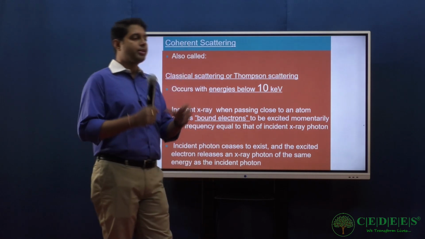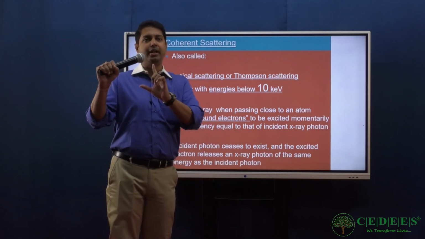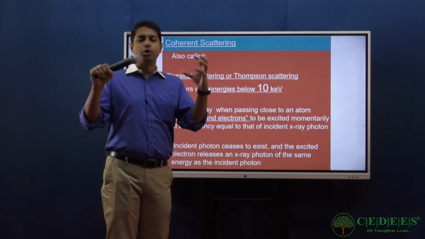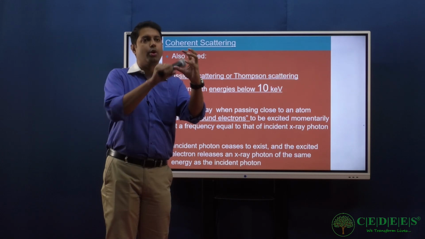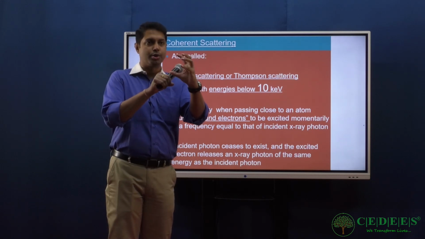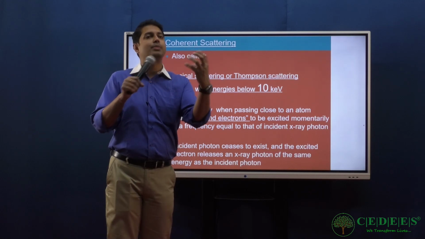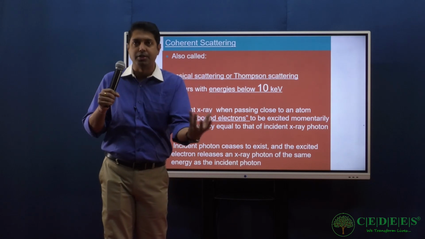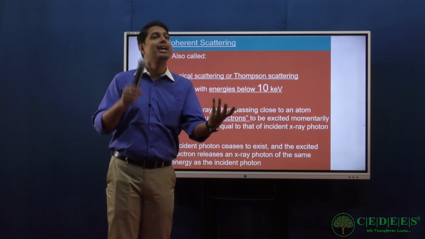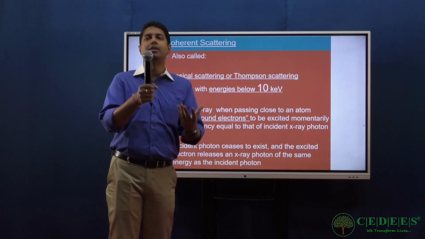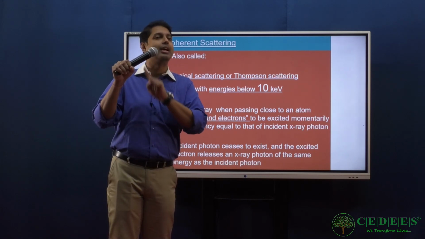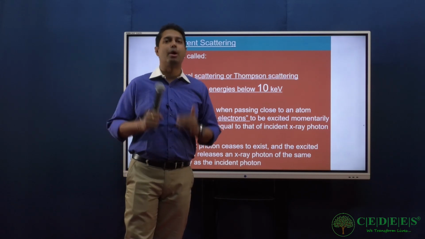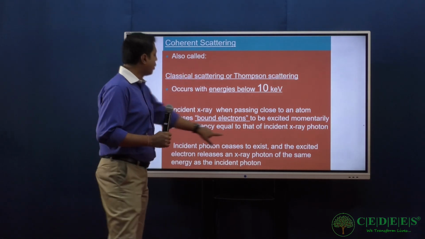Suppose this is your X-ray photon which is traveling. Here is your electron which is bound to the nucleus in one of the shells. When the photon passes very close to it, it excites this particular electron. The moment this electron gets excited, it releases some amount of energy. How much energy is released? It is the same as the amount of energy carried by this incident X-ray photon. Is it clear? This is how energy is released in coherent scattering.